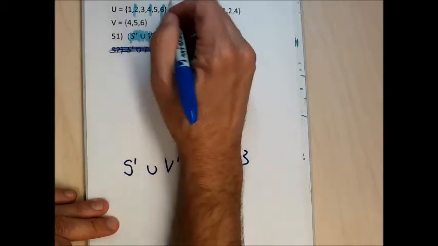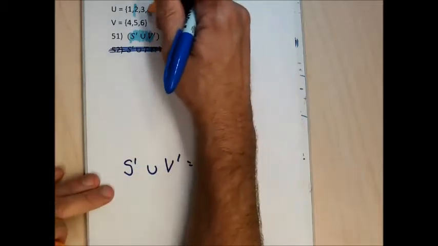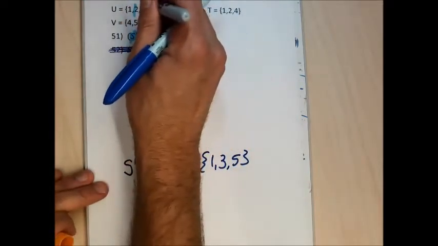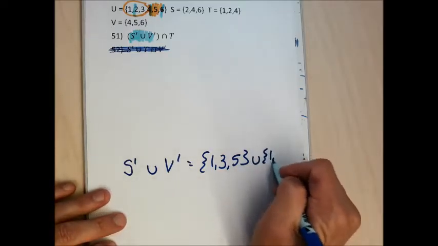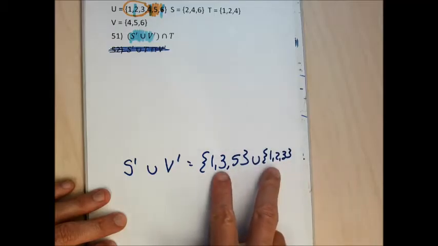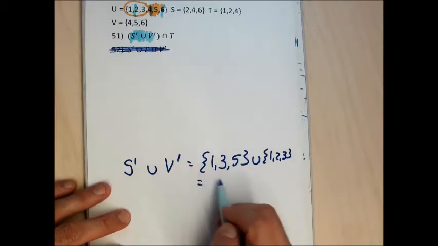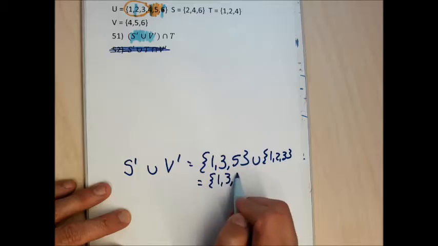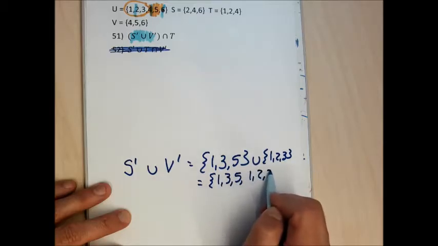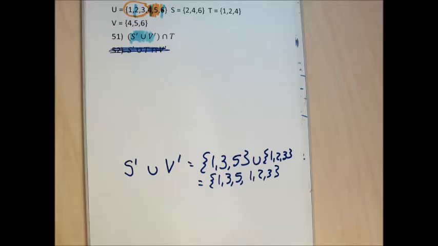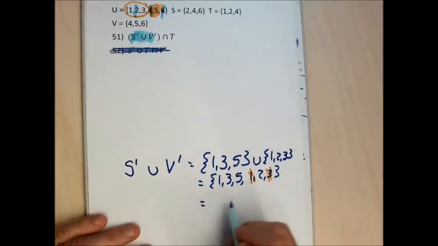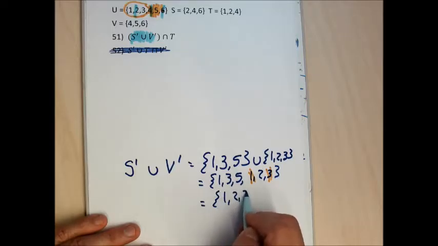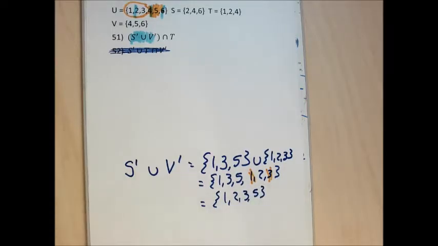T complement is what I get when I take 4, 5, and 6 from the universal set. And when I take 4, 5, and 6 from the universal set, I'm left with 1, 2, and 3. So S complement union T complement is unioning those two sets. To union those, I'll take all the elements in the first set, followed by all the elements in the second set, get rid of any duplication, and write the numbers in a nice order. So S complement union T complement is the set containing 1, 2, 3, and 5.